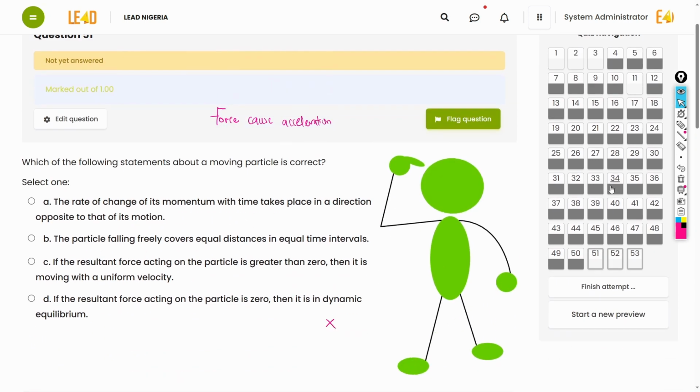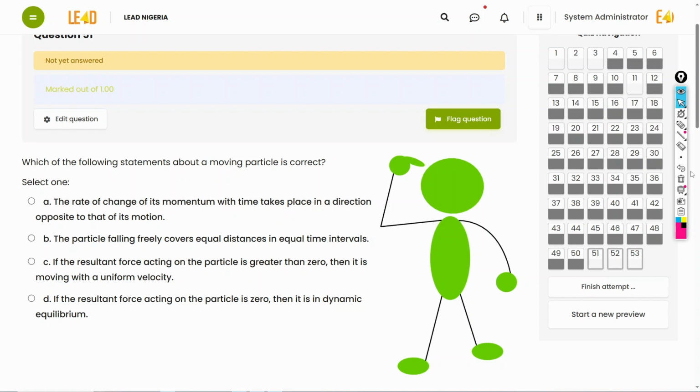51. Which of the following statements about a moving particle is correct? A, the rate of change of its momentum with time takes place in a direction that is opposite to that of its motion. No. The rate of change of its momentum is in the same direction as its motion.